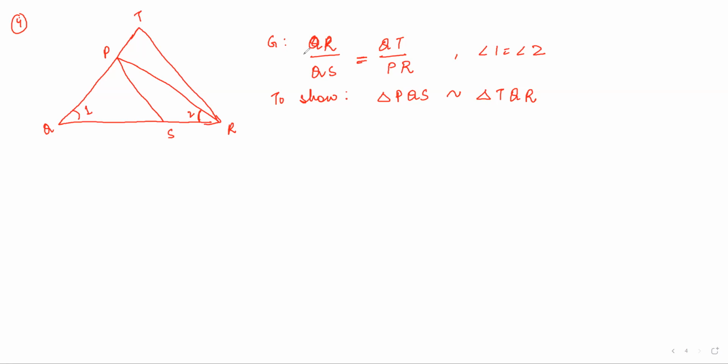Now we start with the given condition first of all. So let's do the proof here. It is actually given that QR upon QS. Now where is QR and where is QS in the figure? QR is actually the complete side here, right? And QS is this short one. So basically this complete side and this, they are in proportion.